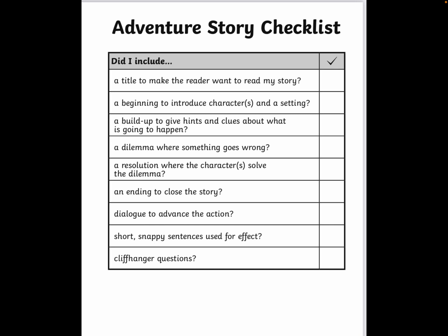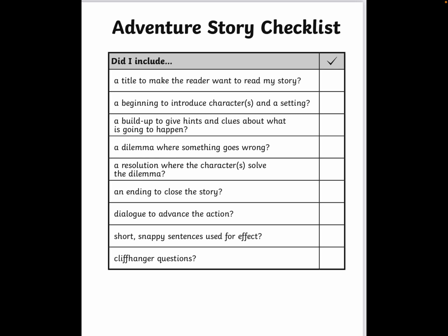Then you need an ending to close the story. So at the end, we don't want to just say, and then they defeated the dragon and lived happily ever after, the end. We want a proper ending. So they've completed the quest. What happened next?